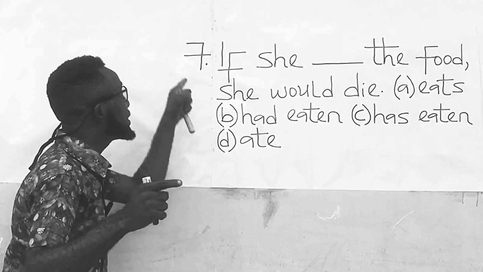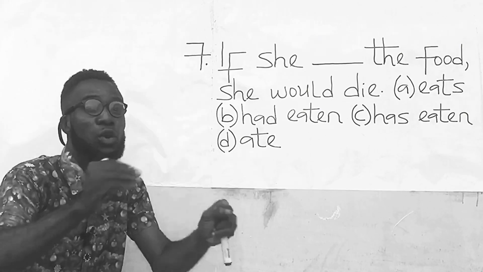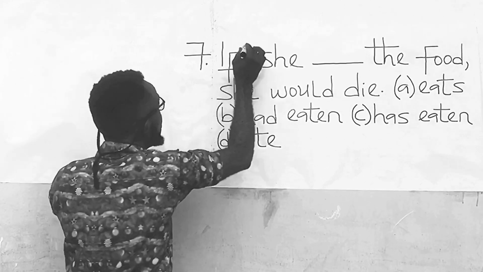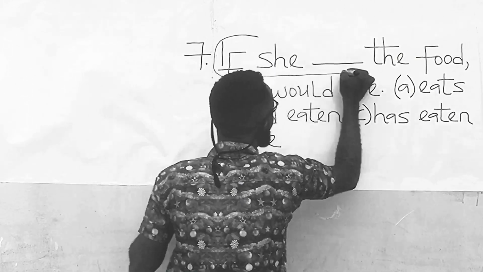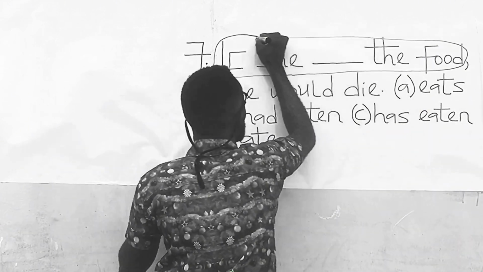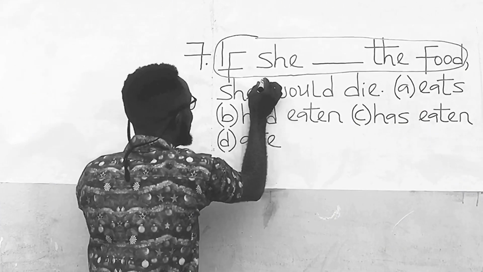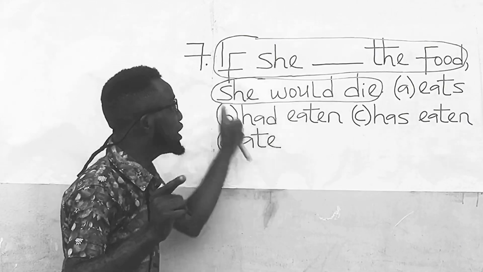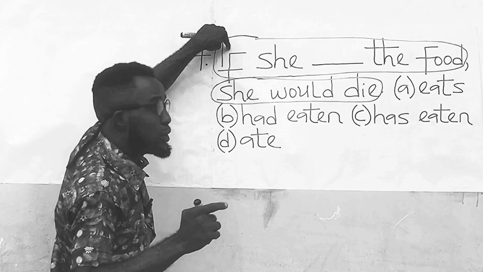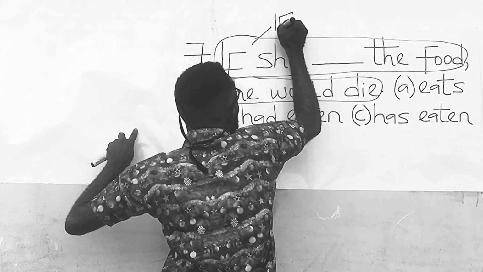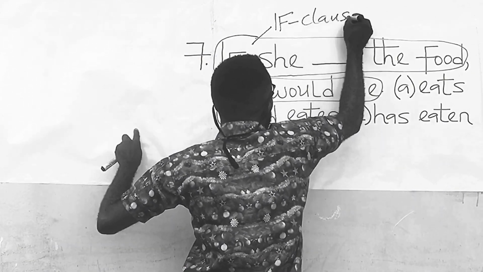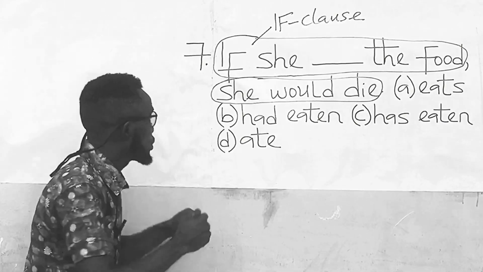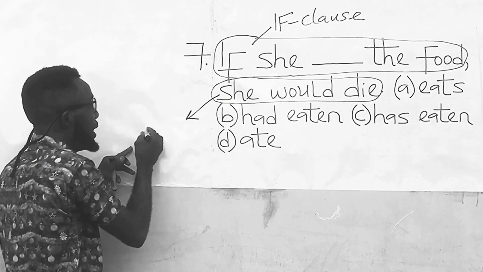If you look at this if statement, you will find out that we can divide it into two parts. The first part is, if she dash the food. And the second part is, she would die. The first part of the if statement carries the if, so this part is the if clause. The second part of the if statement does not carry the if, so this part is the main clause.